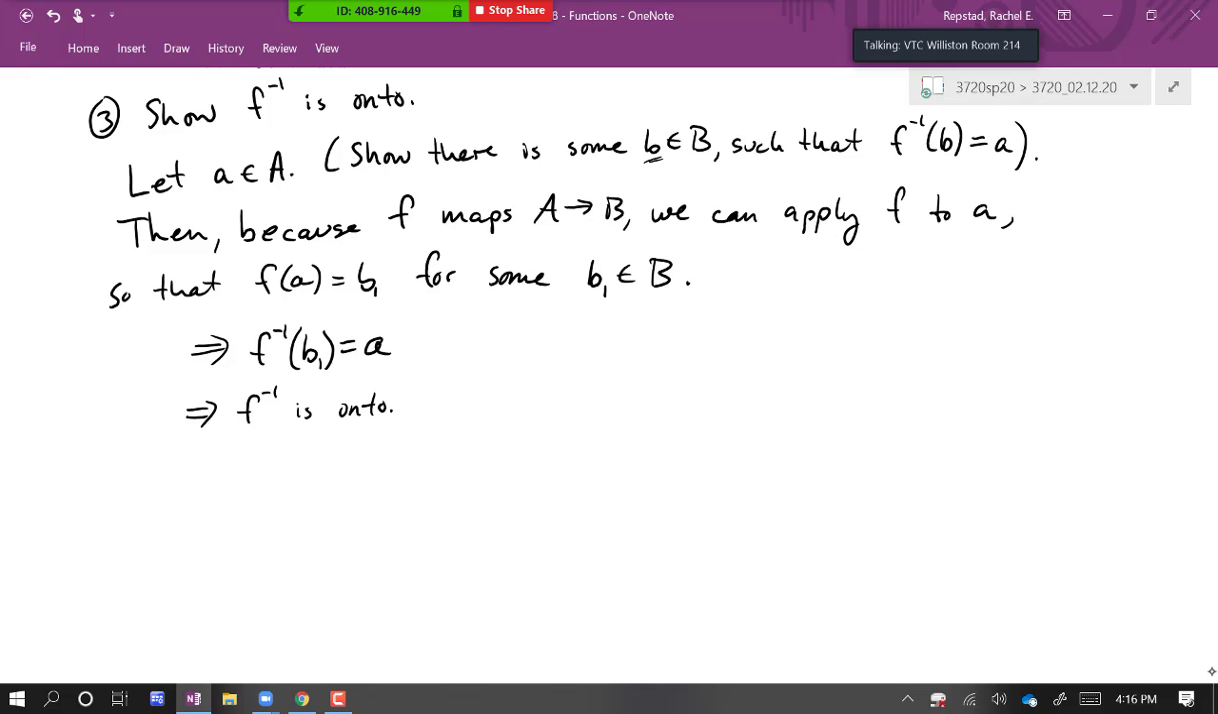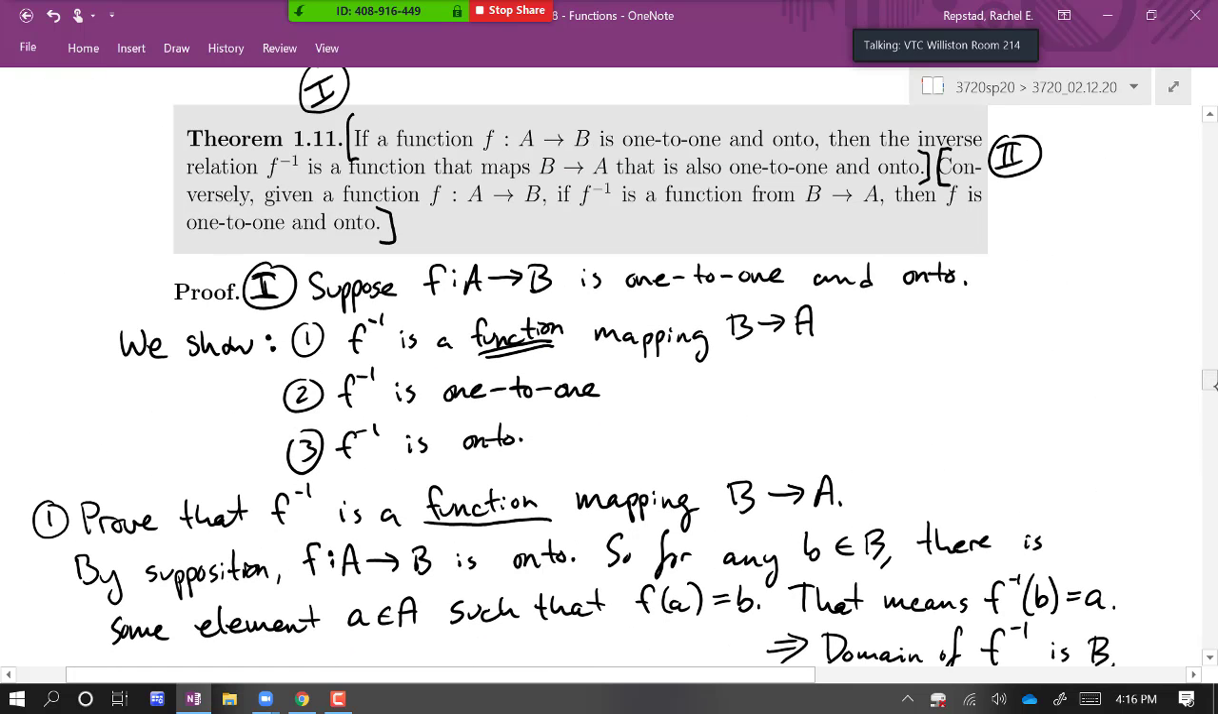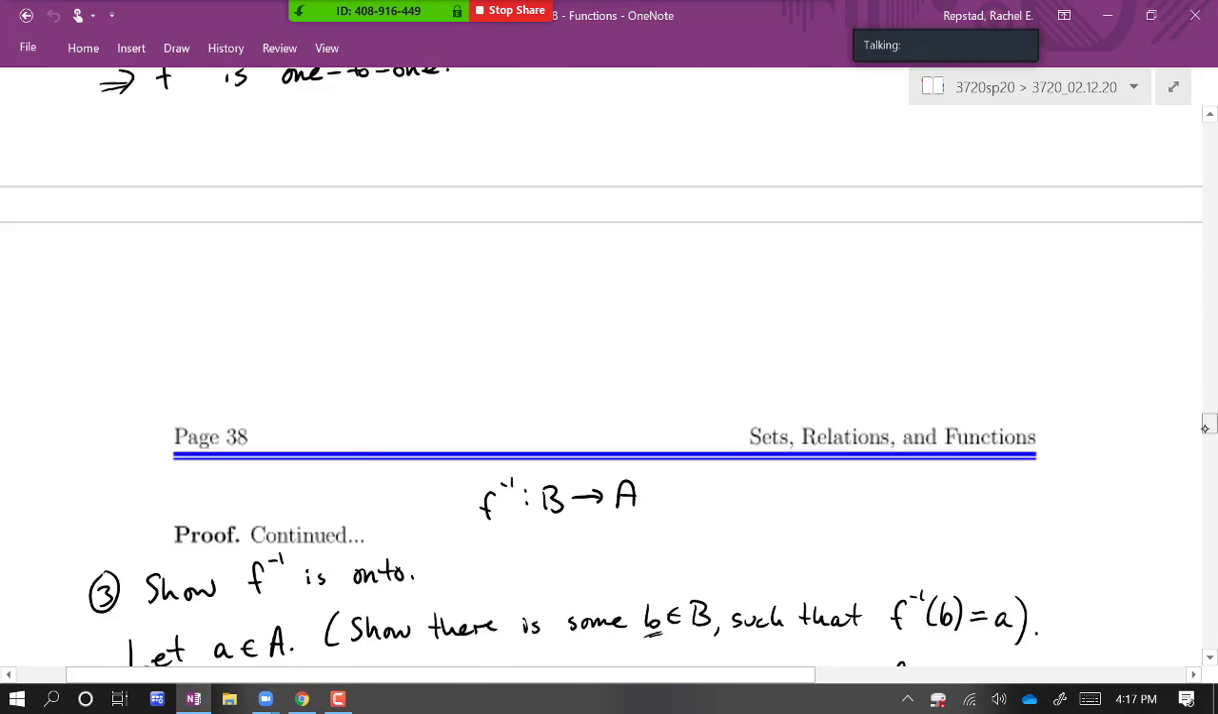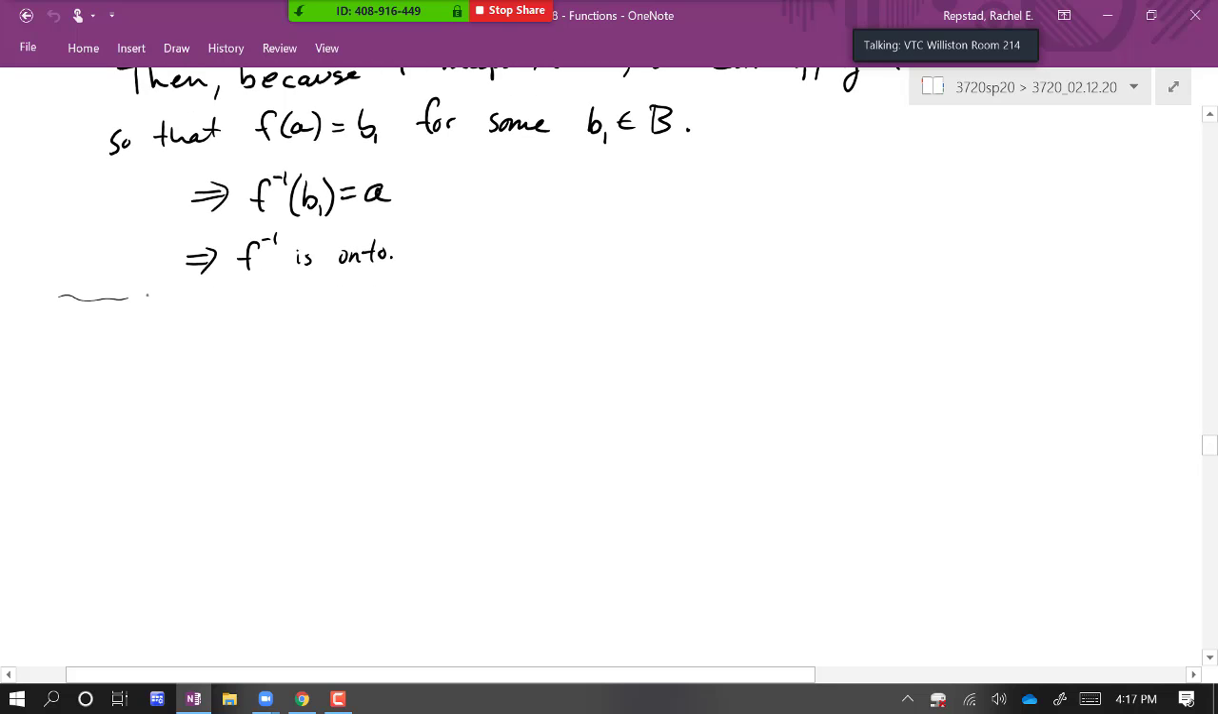So if we know our function that goes from A to B is injective and surjective, then the inverse relation is in fact a function that is injective and surjective. The other part, I'm going to scroll up again just to review this part that we're going to start now. Conversely, given a function F that maps from A to B, if F inverse is a function from B to A, like the domain is all of B and it maps into A, then F must be one-to-one and onto. So let's begin on that part.